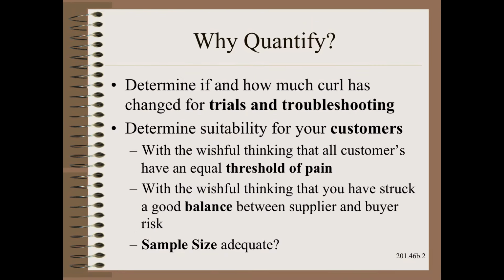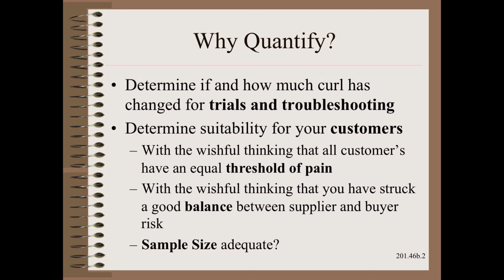There are two possible motives for going to the trouble of measurement, whether it be curl or any other property. The first is to help determine if and how much curl is changed for the purposes of trials and troubleshooting. A most practical example is that you may use the measurement to tweak a process setting, such as laminator tension on one of the plies.